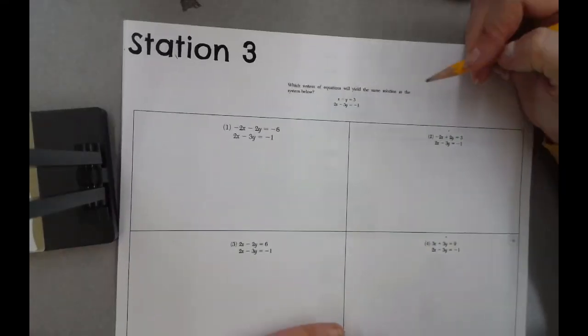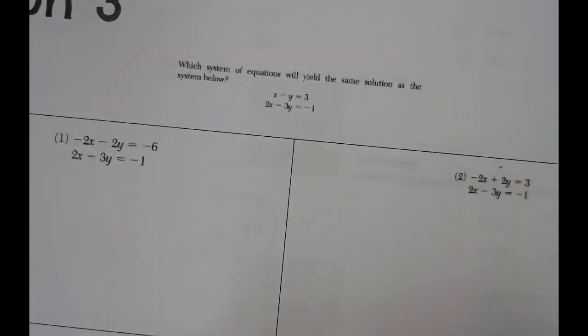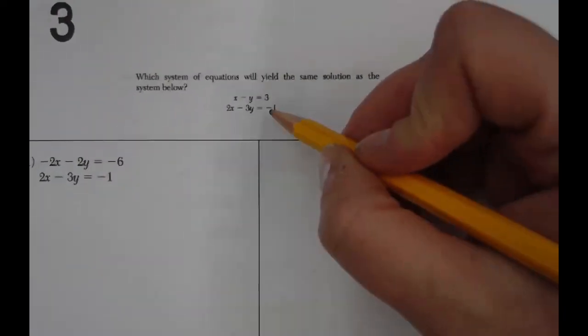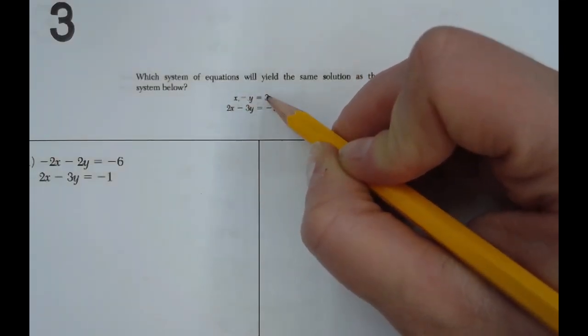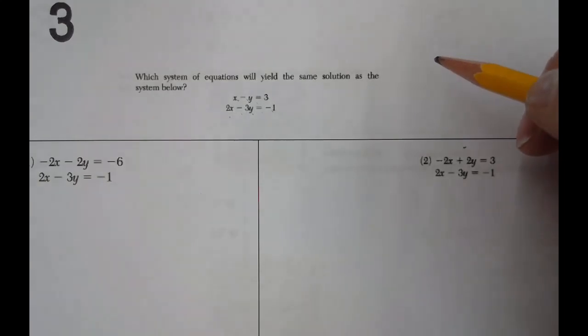Station 3. So the question is small, but it says which system of equations will yield the same solution as the systems below. All right, so we've got 4 systems down here, and we need to know which one of these 4 has the same solution as x minus y equals 3 and 2x minus 3y equals negative 1.